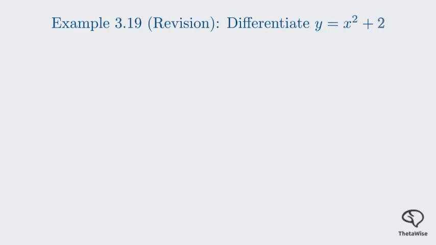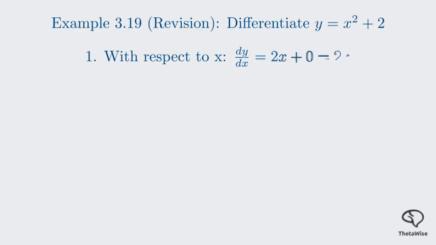Before we dive into the main example, let's do a quick revision to make sure we're comfortable with differentiation with respect to different variables. We need to differentiate the function y equals x squared plus 2. First, with respect to x. Here, y is the dependent variable, and x is the independent variable. The derivative dy/dx is simply 2x. Notice that the derivative of the constant 2 is 0.